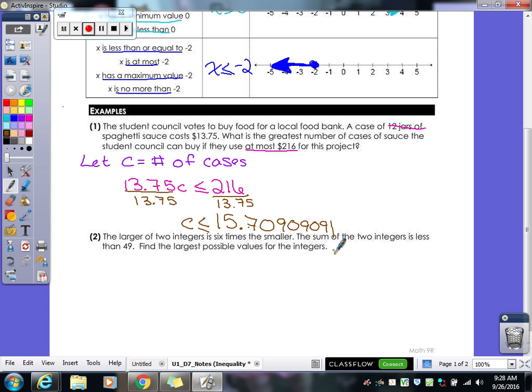15.70909. Can we buy 0.709 of a case? No, it's either the whole case or it's no. It's a less than, so we've got to go down. They can buy 15 cases. If they were to buy 16, they would be too high. They would have gone over their $216.